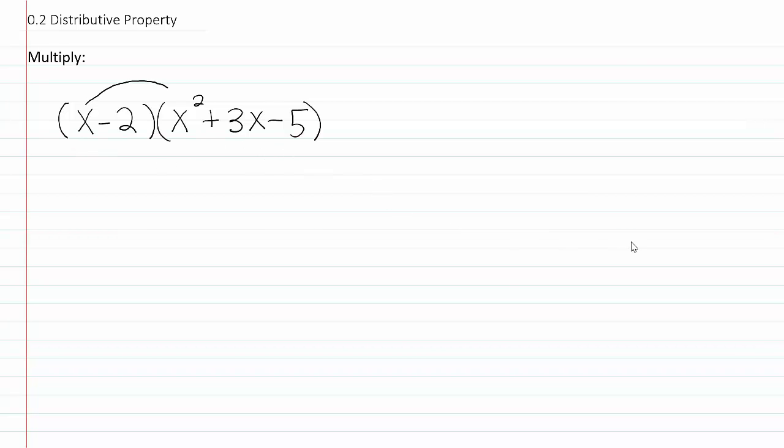So it'll be x times x squared. So remember, when you have the common variable, you keep the base and you add the exponents. This is x to the 1 power, so 1 plus 2 will give you 3. So it's x to the third as the result there.